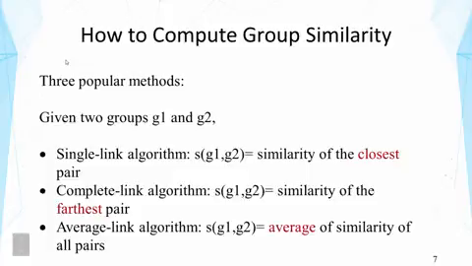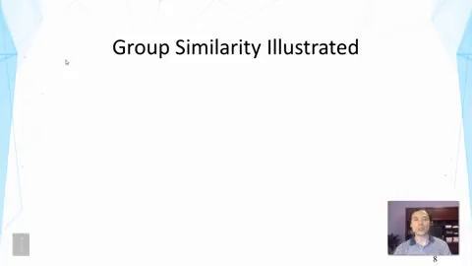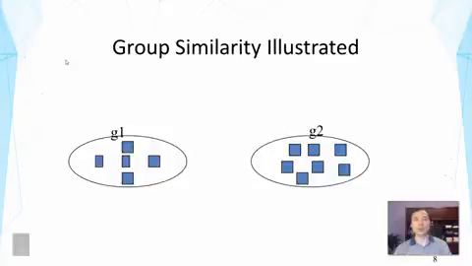Average link defines the similarity as the average of the similarity of all the pairs of the 2 groups. So it's much easier to understand these methods by illustrating them. So here are 2 groups, G1 and G2, with some objects in each group. And we know how to compute the similarity between 2 objects. But the question now is, how can we compute the similarity between the 2 groups? Right? And then we can, in general, base this on the similarities of the objects in the 2 groups.